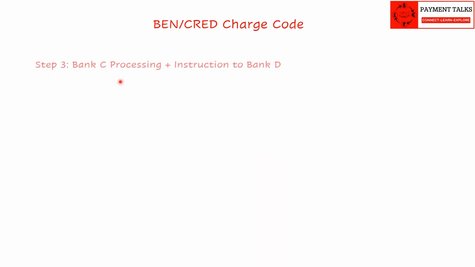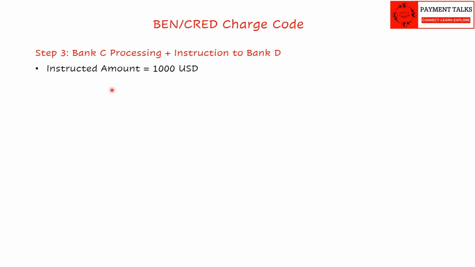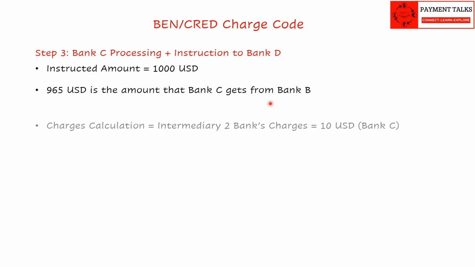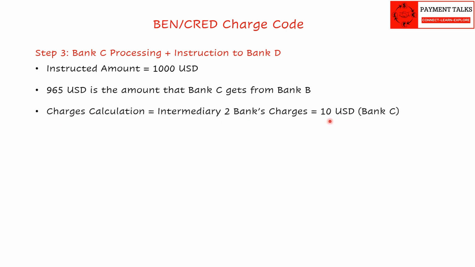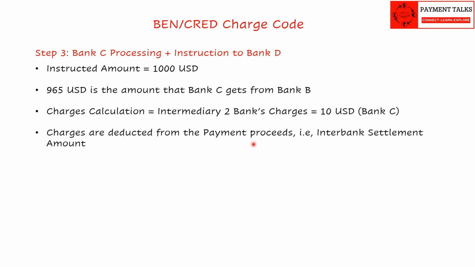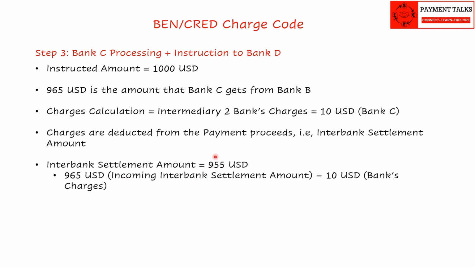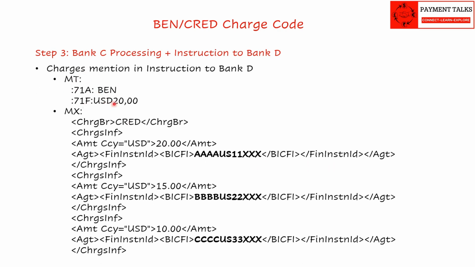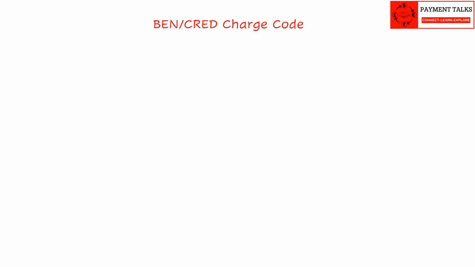Bank C receives the payment with instructed amount as 1000 USD, interbank settlement amount as 965 USD, and charge code as BEN. Bank C deducts its charges from the payment proceeds. It will then calculate the new interbank settlement as 955 USD, which is 965 USD minus 10 USD, which is Bank C charges. Similar to Bank B, Bank C also does not mention its charges in the MT message but mentions the charges details along with its information in the MX message. Bank A and Bank C charges are carried forward in the message.